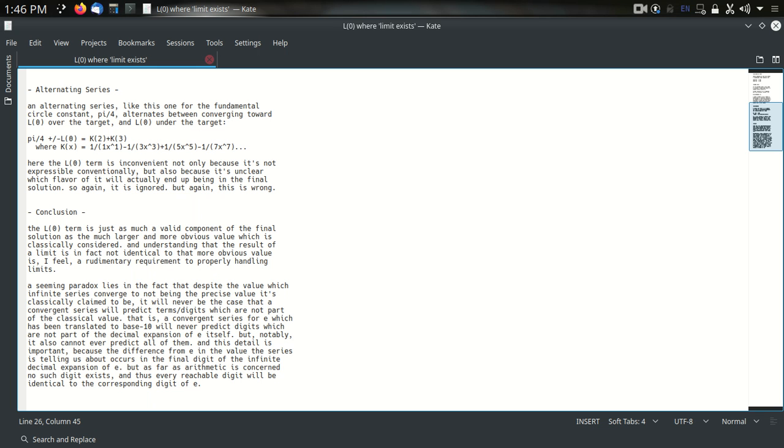Anyway, a seeming paradox lies in the fact that despite the value which infinite series converge to not being the precise value it's classically claimed to be, it will never be the case that a convergent series will predict terms or digits which are not part of the classical value. That is, a convergent series for E, which has been translated to base 10, will never predict digits which are not part of the decimal expansion of E itself.